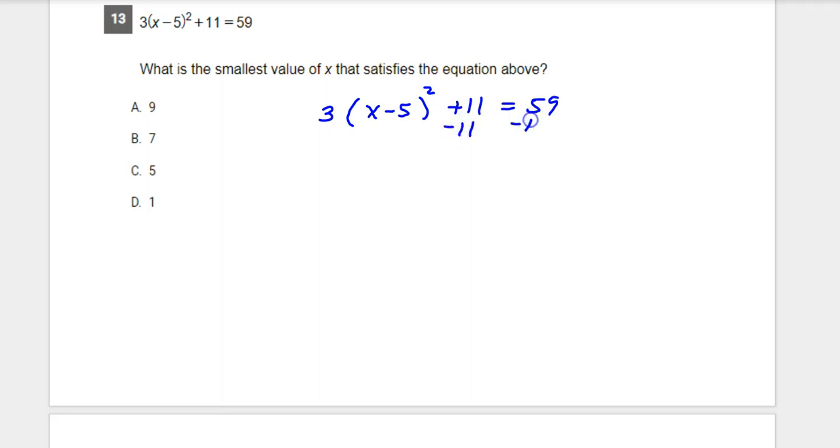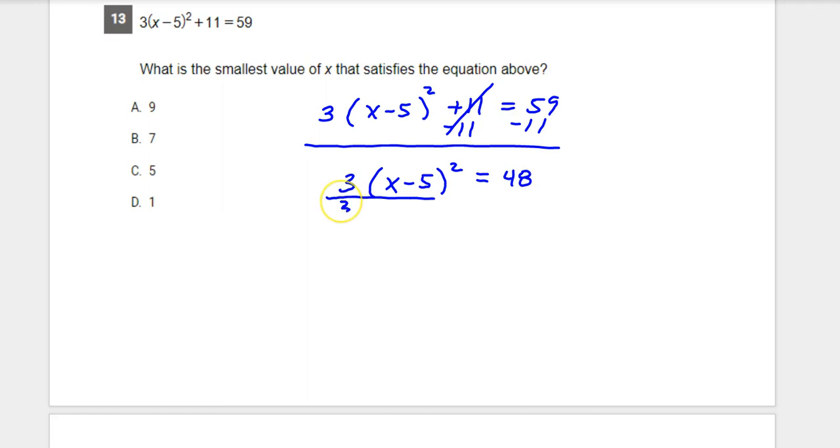Maybe I minus 11, and I get 3 times x minus 5 squared equals 48. And then I might decide I want to divide both sides by 3 and isolate that parenthesis. And I would have x minus 5 squared equals 16.